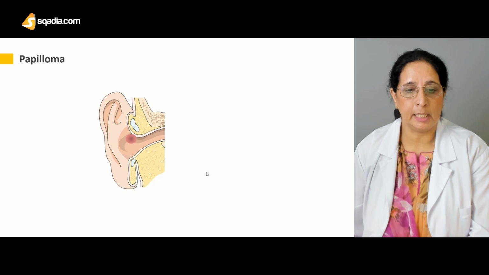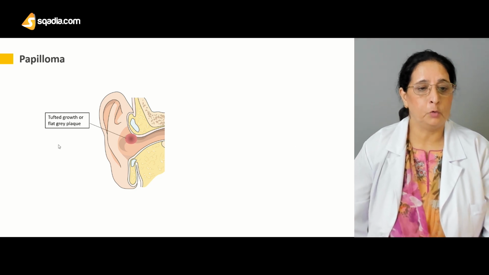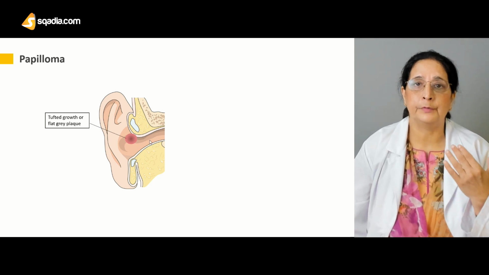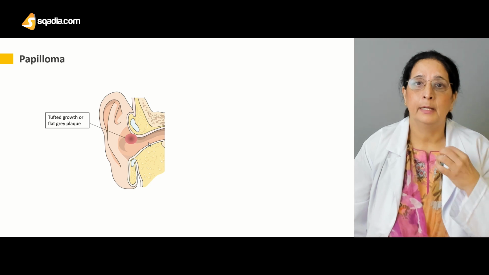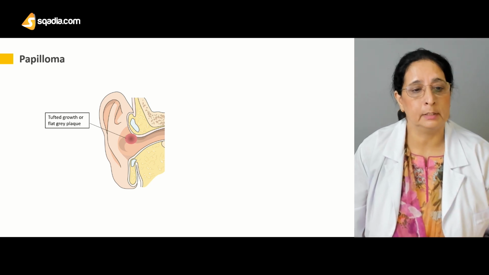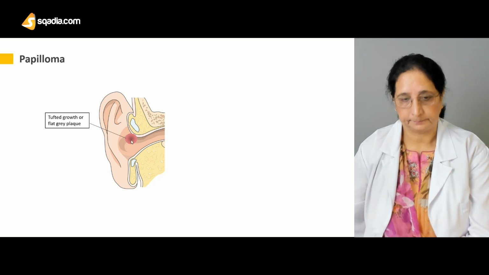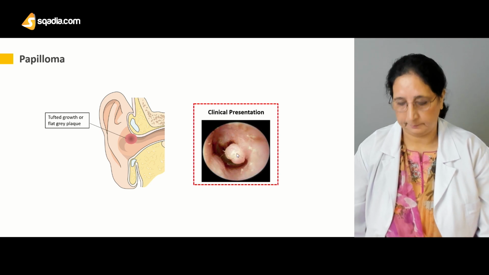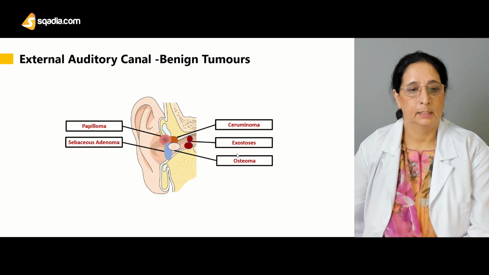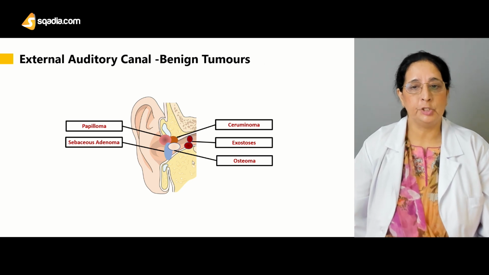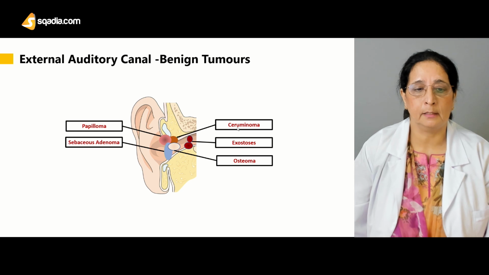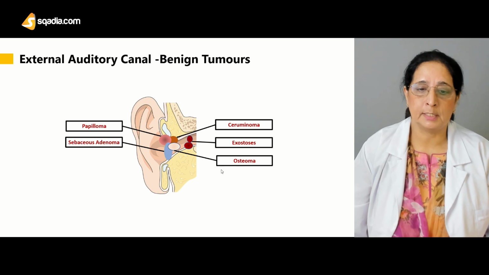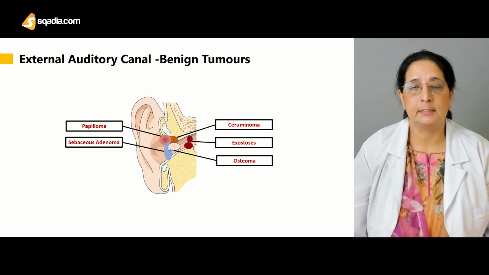Papilloma is another benign tumor. It's a tufted growth or flat gray plaque. Just like the papilloma of the auricle or pinna, it can be a tufted growth or a flat gray plaque. And that's the clinical presentation of the papilloma. So these are all the benign tumors of the external auditory canal. We have papilloma, sebaceous adenoma, osteomas, exostosis, and ceruminoma.